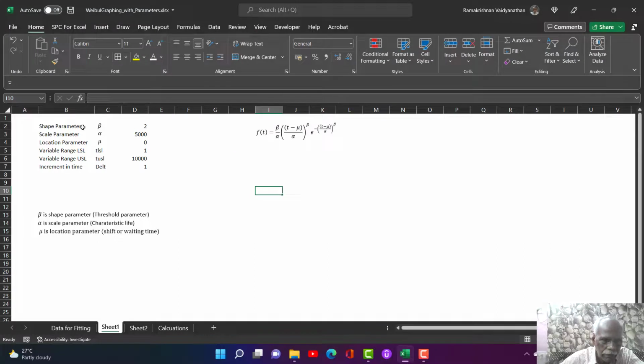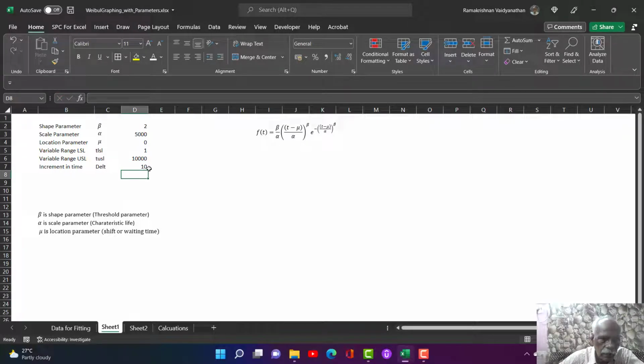So these are the values I have given for the parameters. Shape parameter beta is 2. Scale parameter alpha is equal to 5000. Location parameter mu I have taken as 0. The variable range, that is the t value, will vary from lower limit to upper limit. Customer specifications here: minimum you should take 1, it should be greater than 0. And the upper specification limit you can take from the data depending upon the application. You can put 1000, 2000, or 10,000, depending upon what you want to study. Increment time is how you are going to change it for plotting, because it's going to be a big x-axis. You can take it in 10 or 1 or like that. I can make it 10 also.